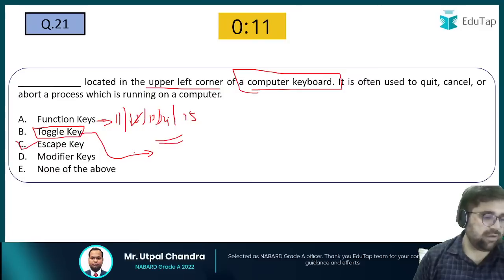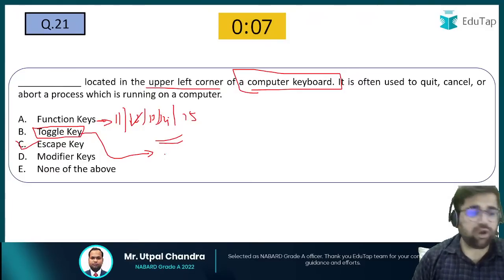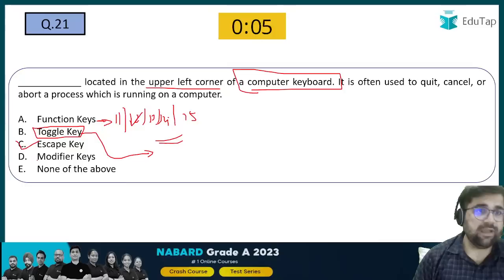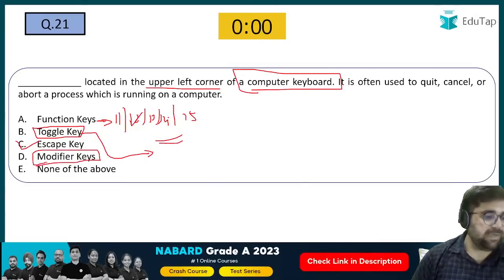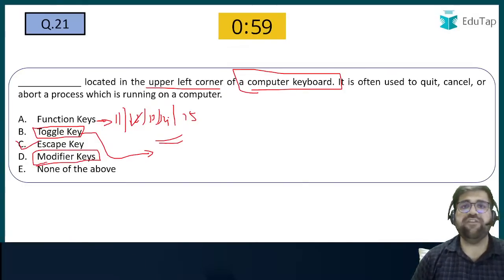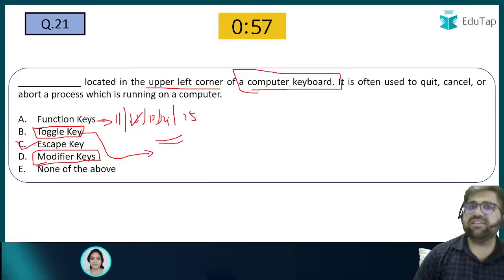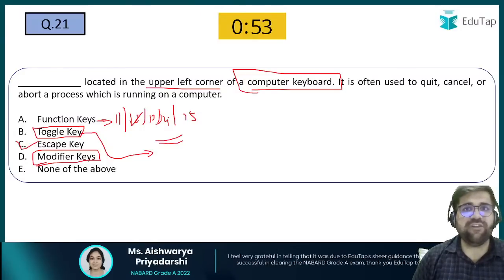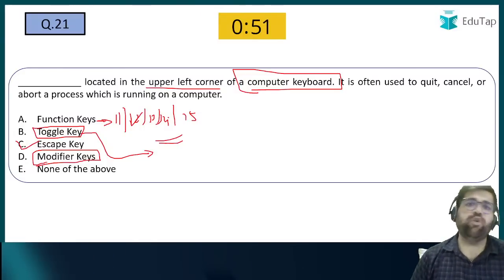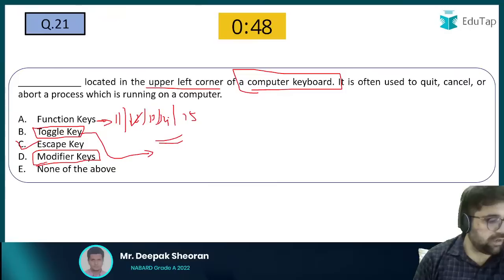Yes, caps lock. Caps lock is one of the keys. Very good. We also have num lock. That is also an example of the same. Mind you, modifier keys are an example of shift and control. So please do not get confused, my friend. Modifier keys are different, toggle keys are different. Toggle keys are your caps lock and num lock. But when it comes to modifier keys, they are something like control, alt and shift as well. So do not get confused.